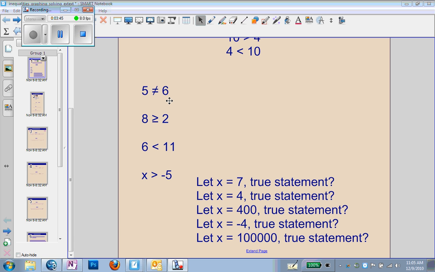If we let X equal negative 4, is that a true statement? Yes, negative 4 is greater than negative 5. And if we let X equal 100,000, is that a true statement? Yes, obviously, 100,000 is greater than negative 5.